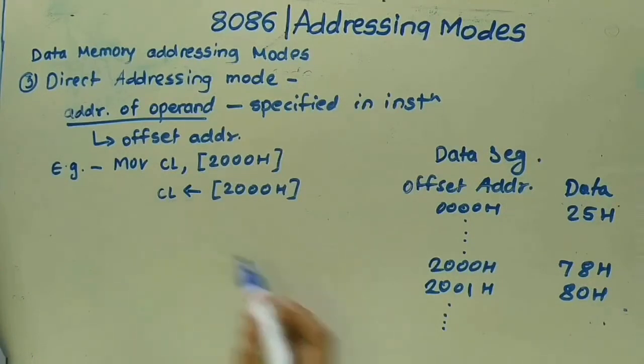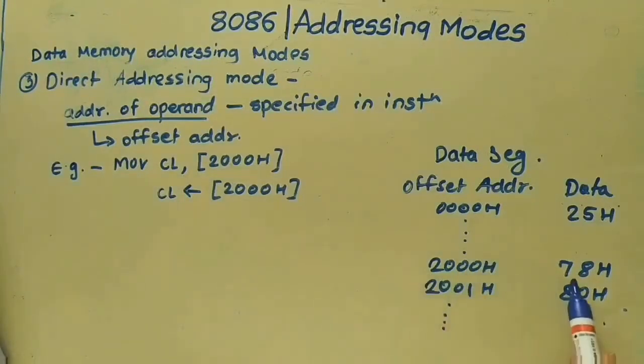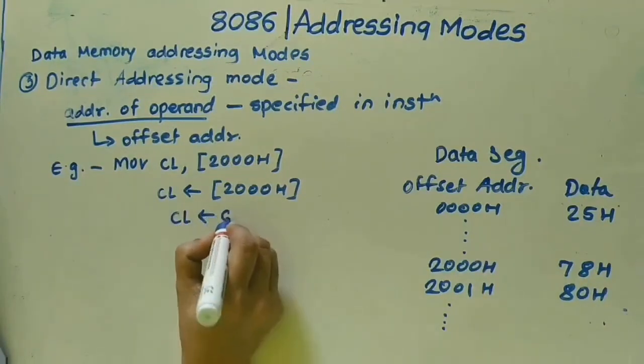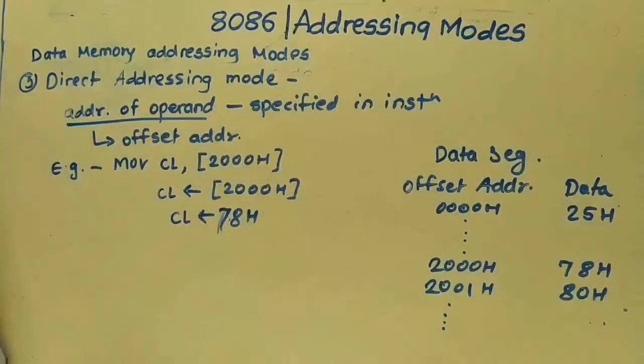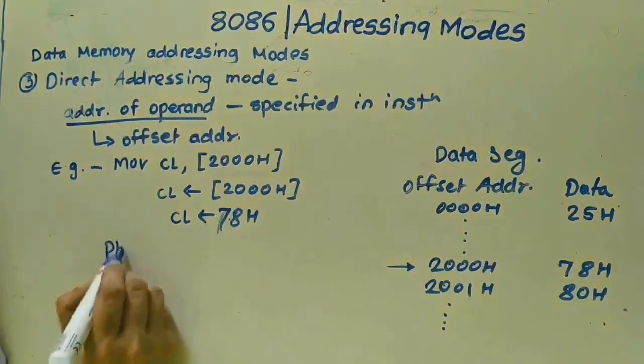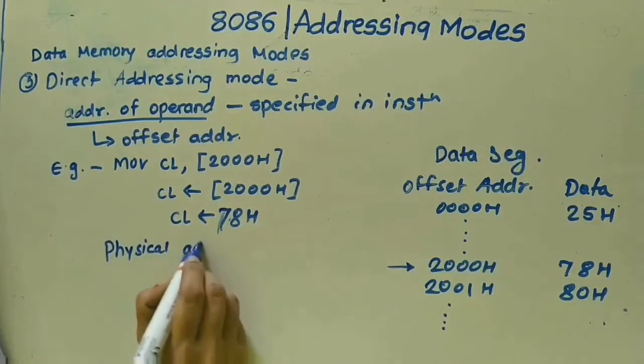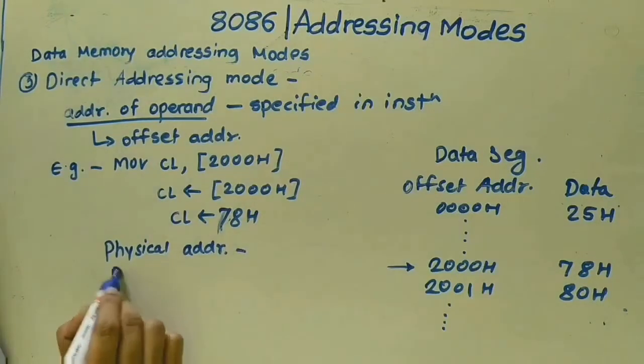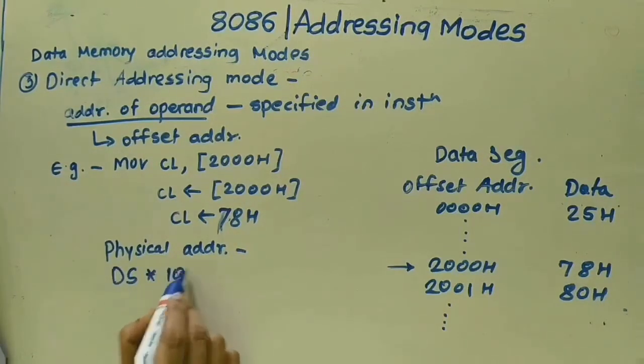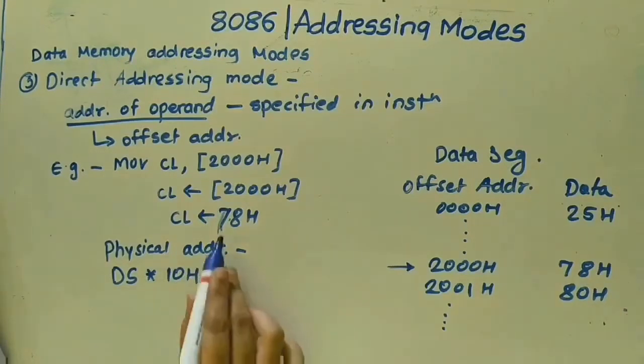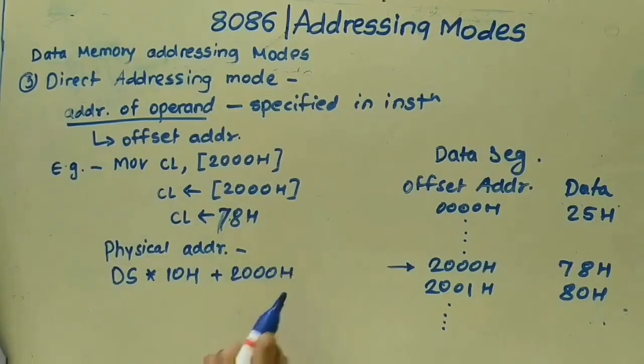So from offset address 2000H, the data is 78H. So this 78H data is stored into this CL register, and for that the physical address of this data is calculated. For that physical address, what happens, the data segment register is multiplied by 10H and then the offset address is added to that, and by this way the physical address is calculated.